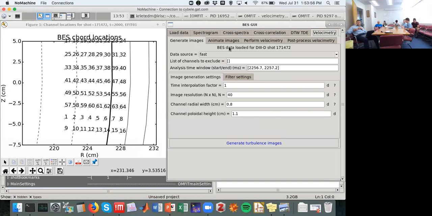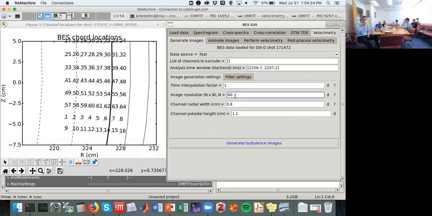And then once you have all that data filtered, you can use that filtered data to generate a set of turbulence images. What this generate images button does is take the BES data, which is effectively an 8 pixel by 8 pixel set of images, and spatially interpolate them up to a higher resolution. Typically we use something like 45 pixels by 40 pixels.